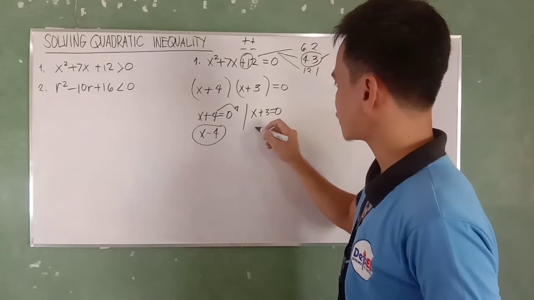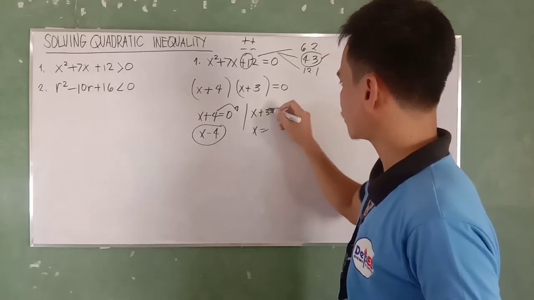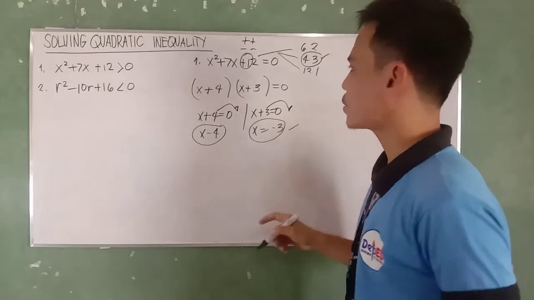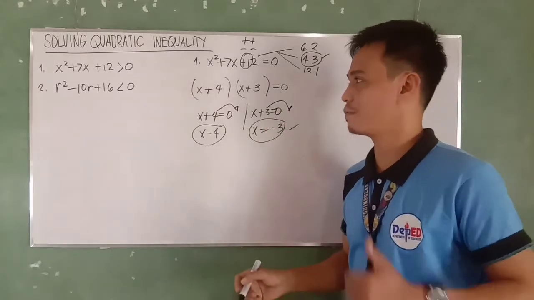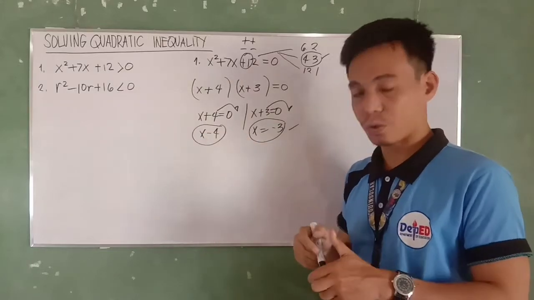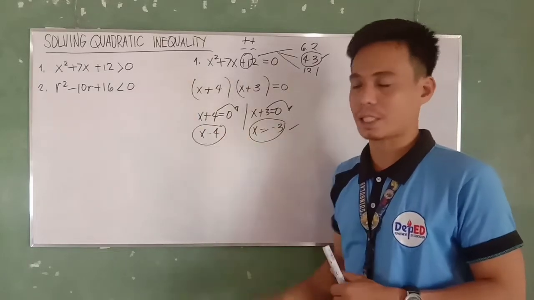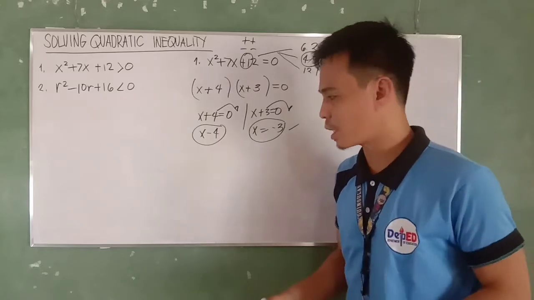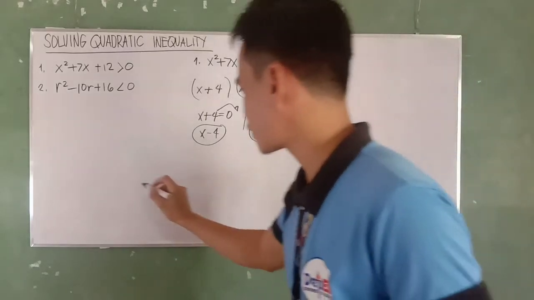There you have it, our first root. And x is equal to negative 3. So there you have it, our roots. Okay, very good, we got the roots. So how do we know what our solution set is? What we will do is make a number line. So let's construct a number line.